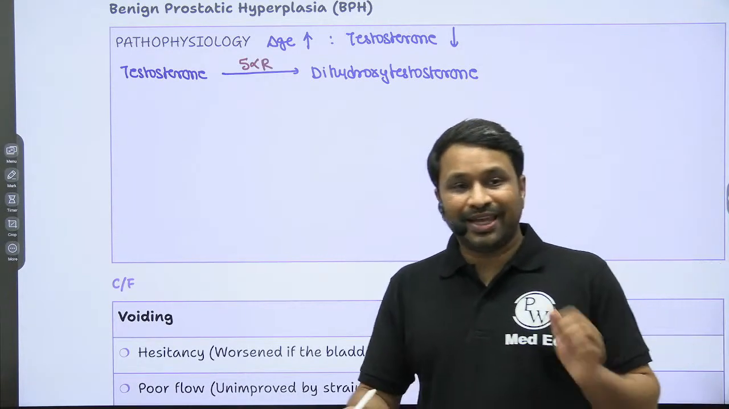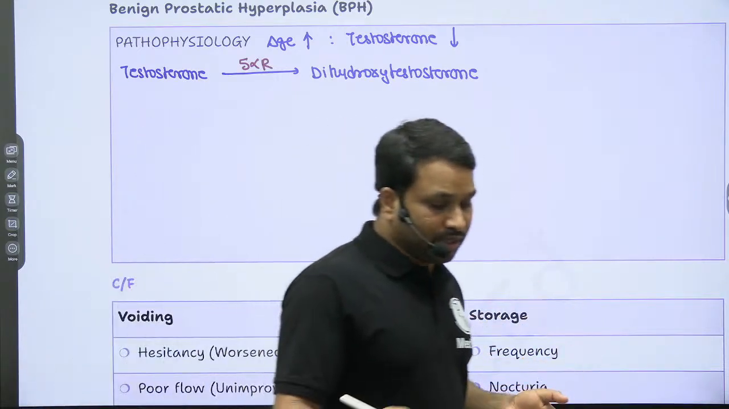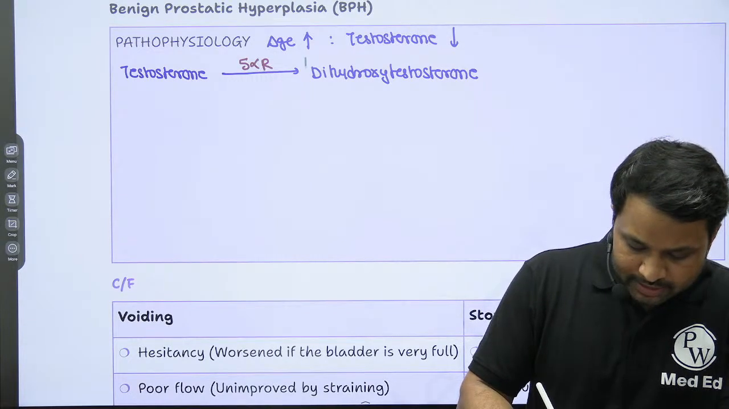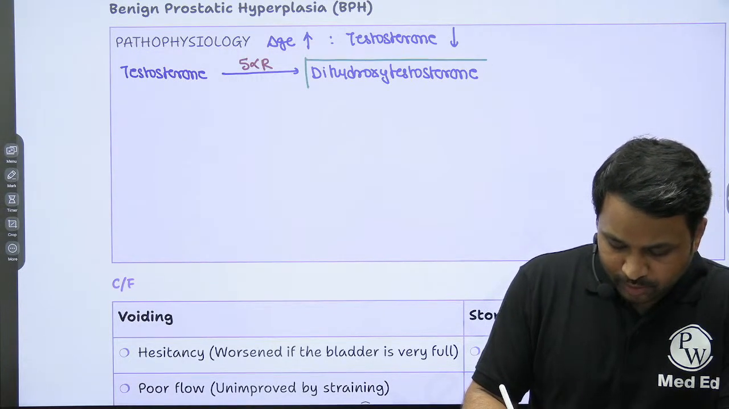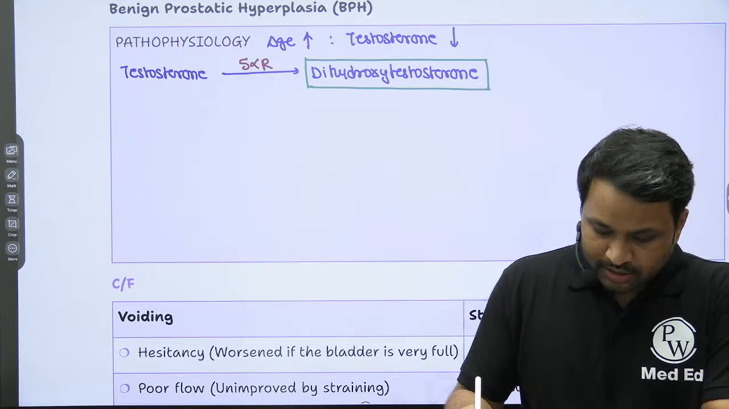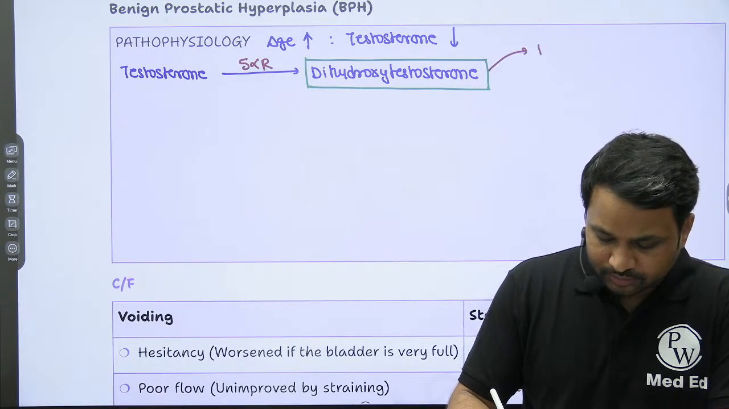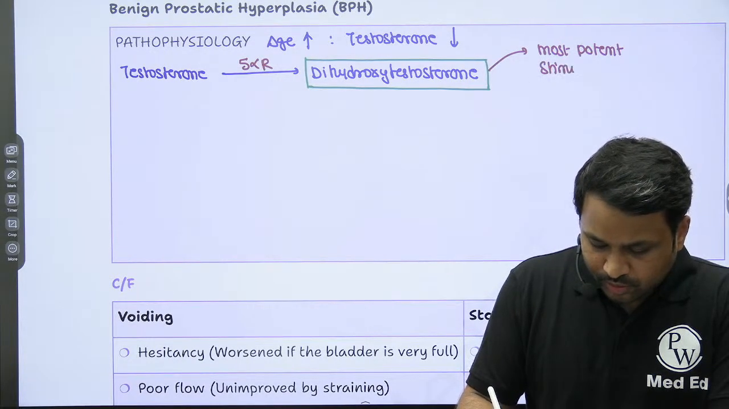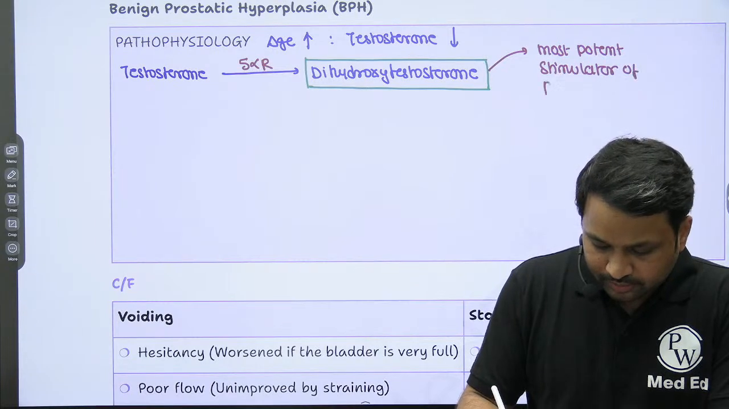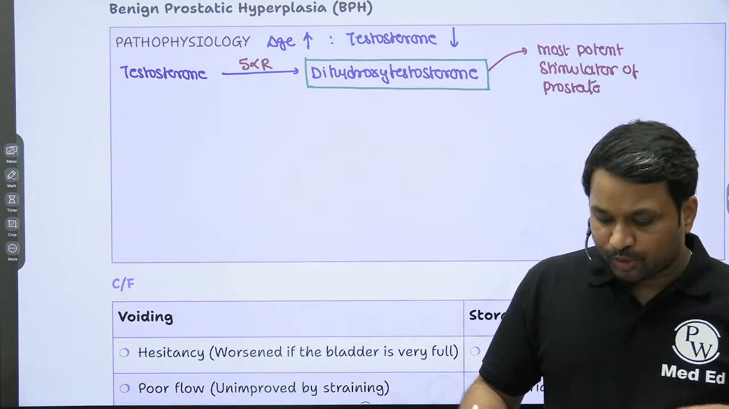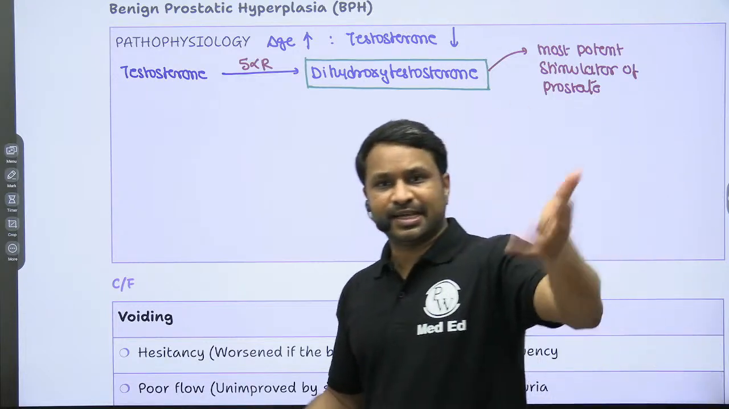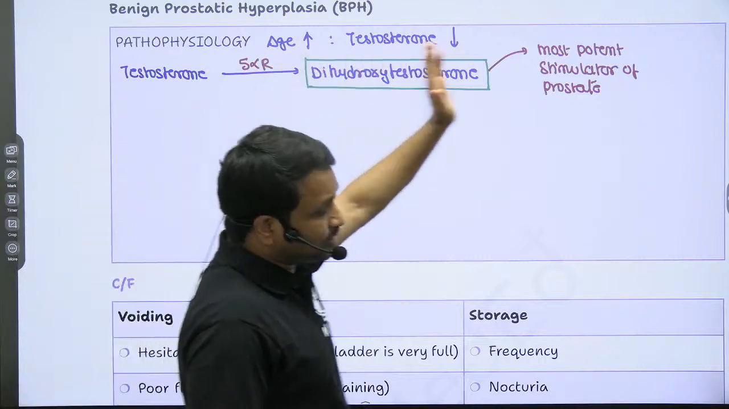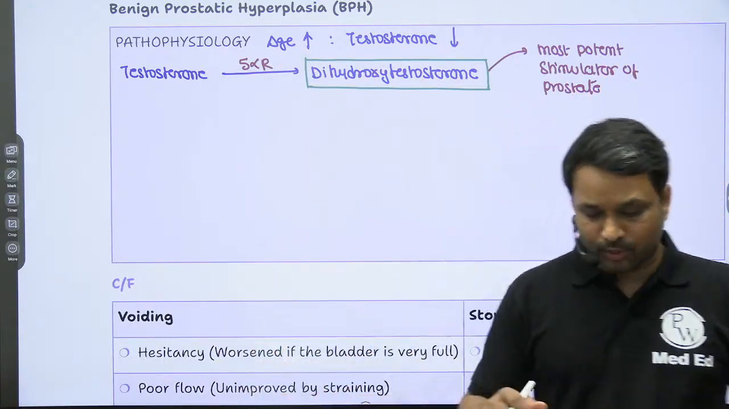Okay? So with age, what is going to happen? The 5-alpha reductase enzyme is going to increase, and this will cause more and more conversion to dihydrotestosterone, right? Now remember, this dihydrotestosterone is the most potent stimulator of the prostatic tissue. So problem क्या है? जैसे age increase होगी, 5-alpha reductase enzymes are going to produce more. So more and more testosterone gets converted into dihydrotestosterone, and this is the most potent stimulator of the prostate gland. Hence, the prostatic tissue will start to proliferate.